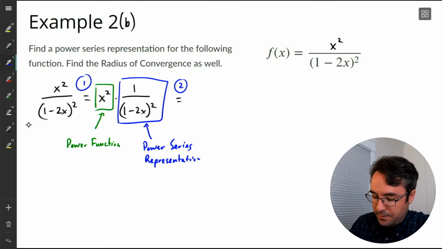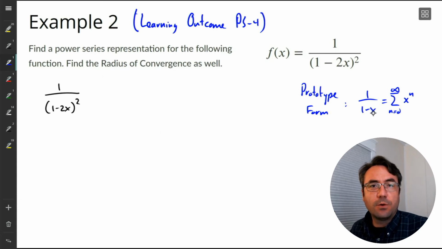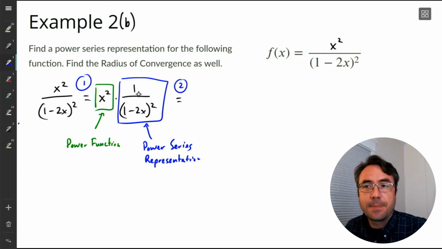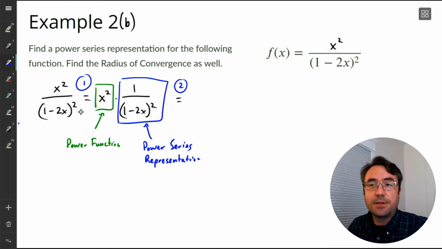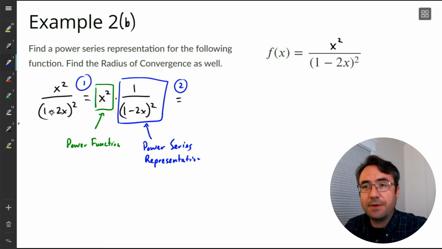So, if we kind of go back, the prototype form is 1 over 1 minus x. This looks closer to it. If we were doing Taylor or Maclaurin series, well, we know to calculate those representations for a function, we would have to do the first and second and third and so on derivatives. And this x squared is already a power function. So we can always multiply that in after the fact.